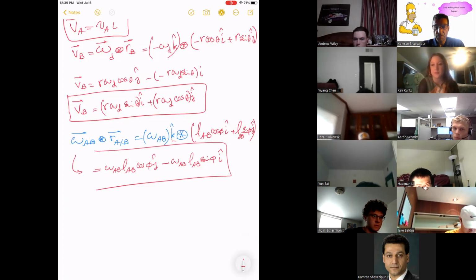You're good? So technically, VA was just horizontal. I didn't even have to do anything. For VB and omega cross RAB, I had to do the cross product to find the vectors. Now that I have the three vectors, what is the next step? The next step is to substitute these values.